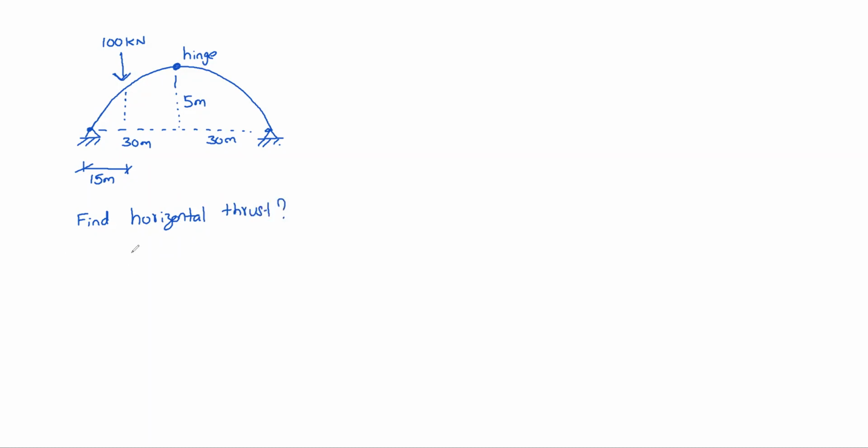Solution is like this. Let us assume points A, B, C. Taking moments about A, 100 into 15 minus RB into 60 equals 0. So RB equals 100 into 15 by 60, that equals 25 kilonewtons. So RB is 25.